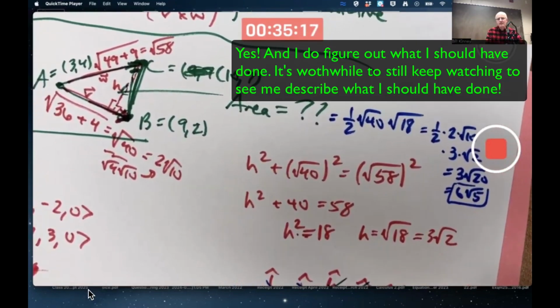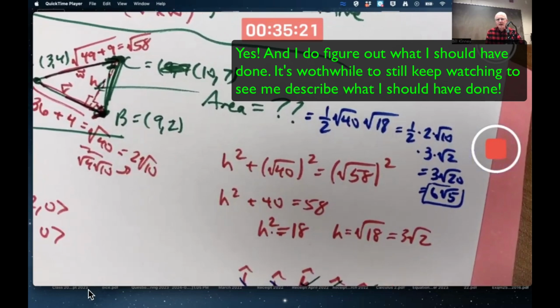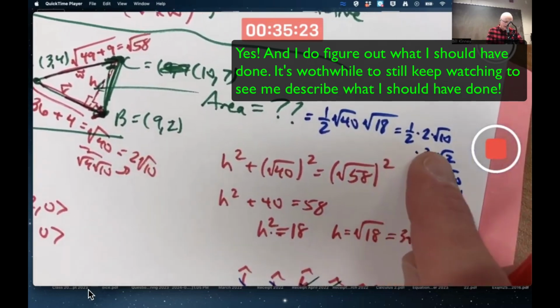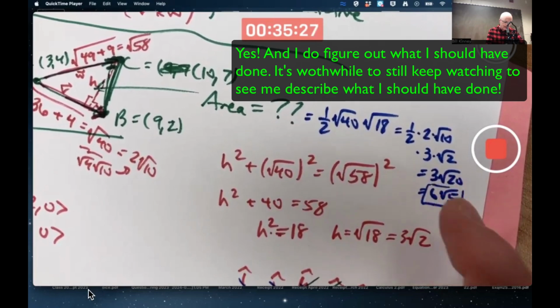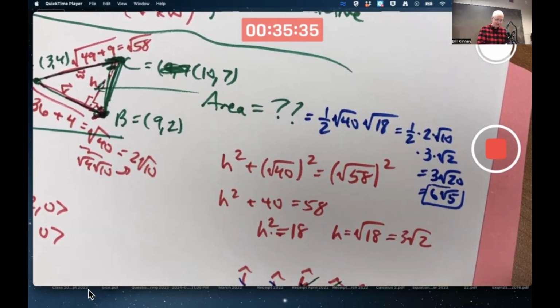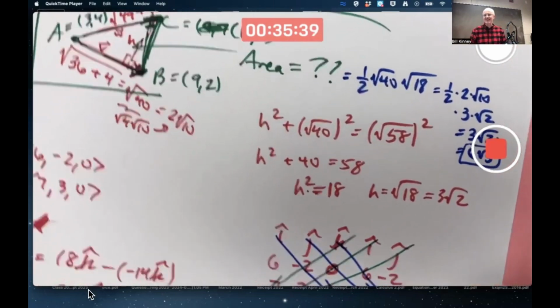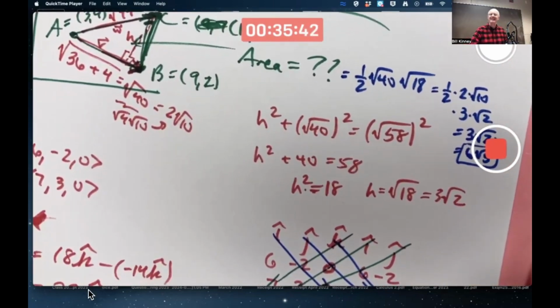Why did I write square root? Okay. Square root of 18. Okay, that's good. 2 square root of 10. 3 square root of 2. 2's cancel. 3, 20. It looks right. It's approximately close. They're close. Yeah, I mean, this is close to 16. But close is not good enough. We're supposed to get exactly the same answer here.